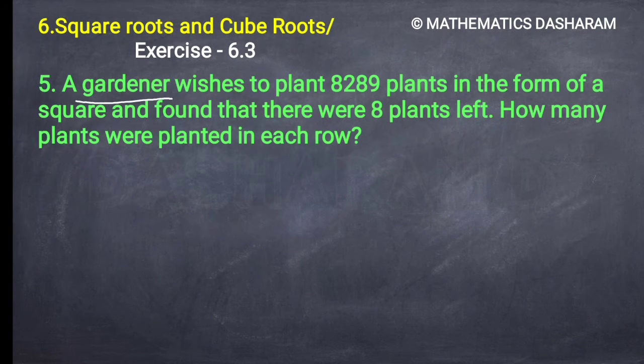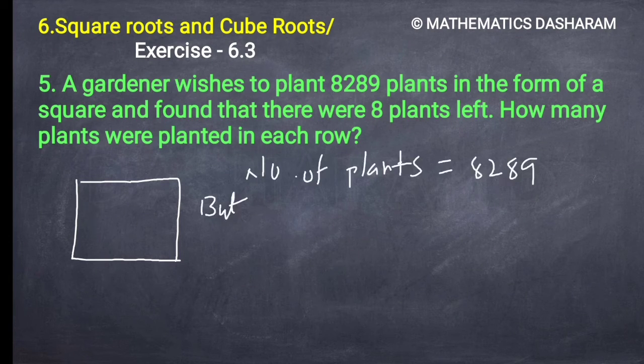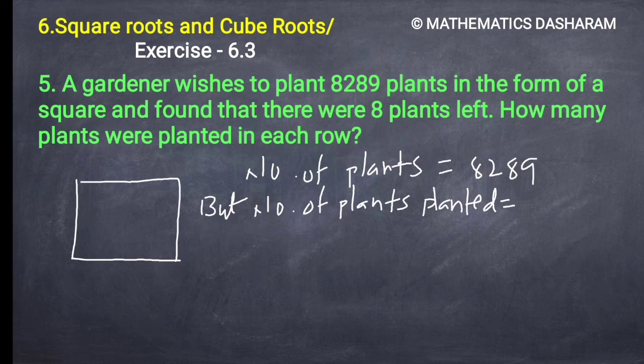Fifth question, a gardener wishes to plant 8289 plants in the form of a square. Square means all sides are equal, and he found that there were 8 plants left. How many plants were planted in each row? So first of all, number of plants is 8289, but 8 plants were left. Number of plants planted is 8289 minus 8. So 8281 plants were planted in the garden.